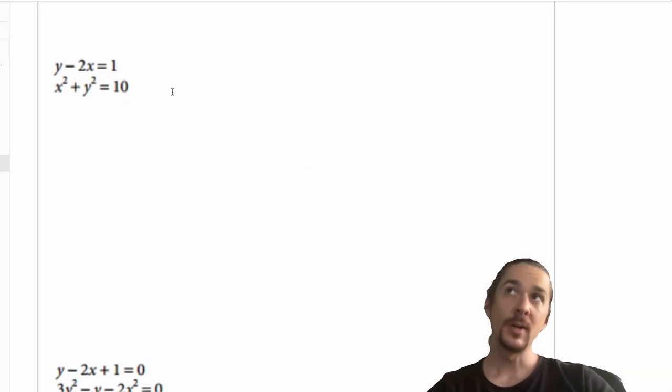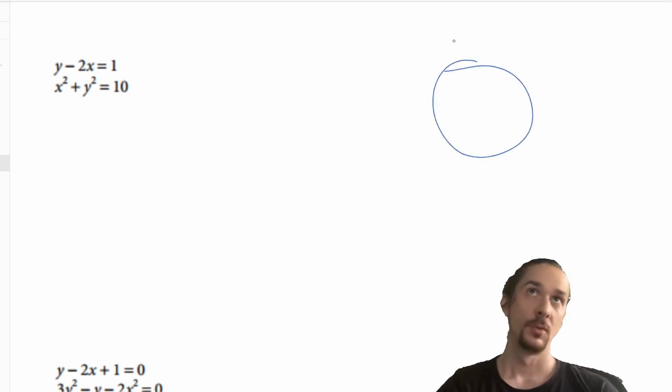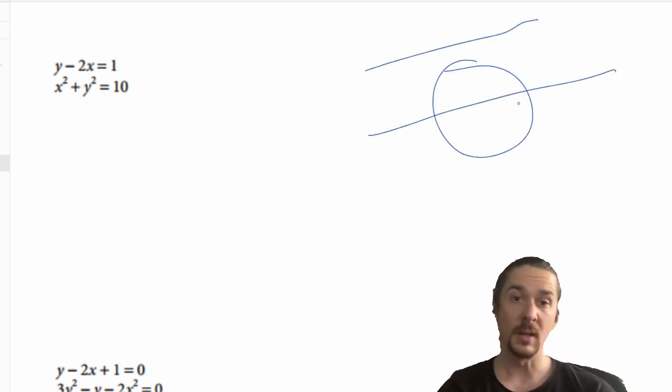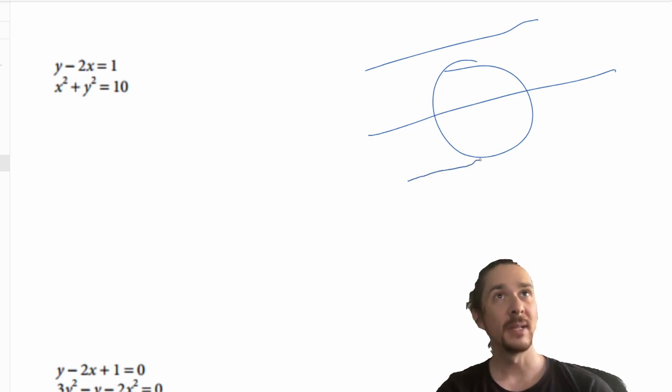Okay, x squared plus y squared equals 10. You should recognize this is a circle. Okay, so if we have a circle, there are a couple possibilities. One is that our line doesn't touch it. We'll get no solutions. One is that our line goes through the middle of it. We'll get 2 solutions. The third possibility is that our line is tangent to the circle, in which case we get 1 solution.